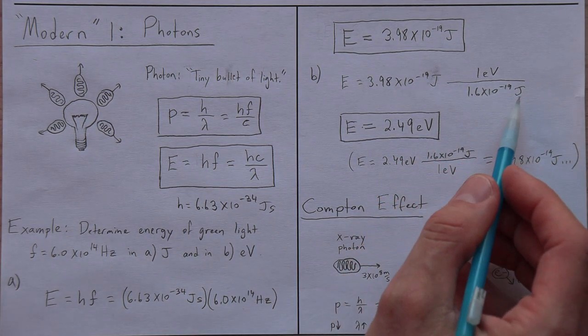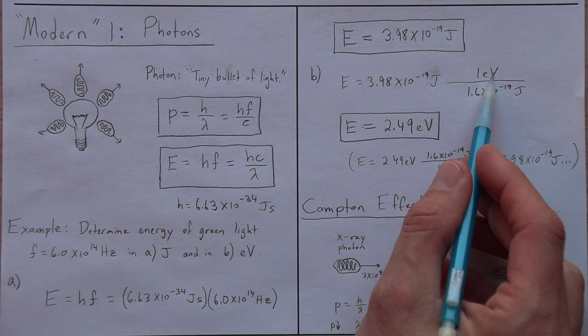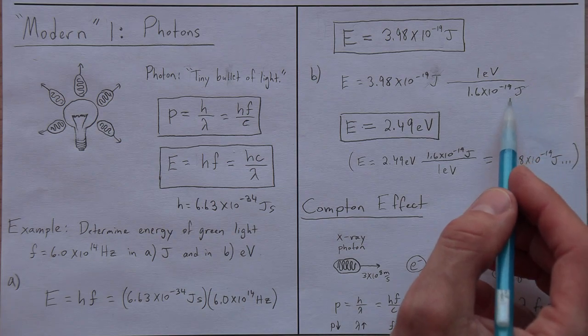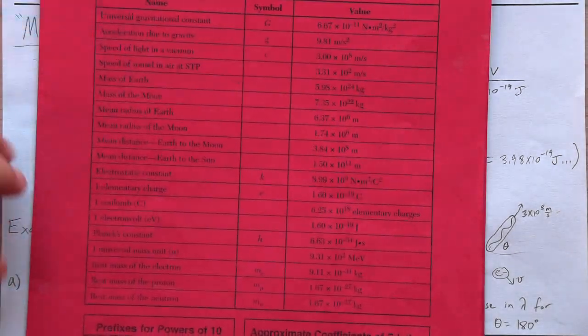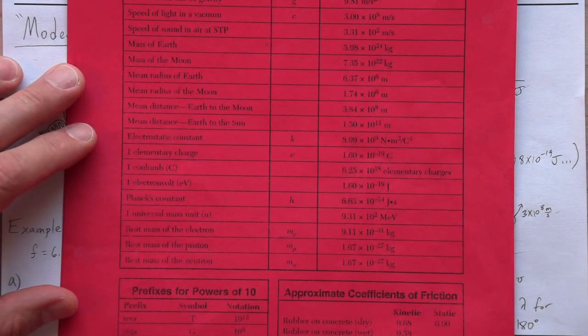So I multiply by a fraction. I put joules in the bottom and electron volts in the top so that the joules go away, leaving me electron volts. What numbers do I plug in? Well, I go to the front cover of the reference table and I see the conversion factor.